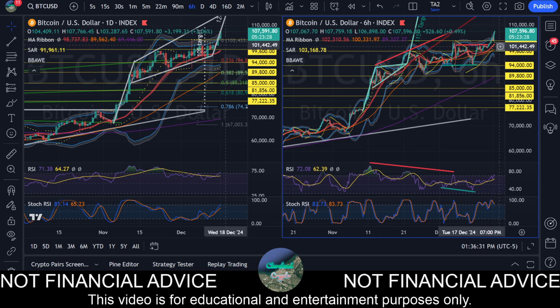Aggregated on TradingView, the new all-time high is right here: $107,759.18. And we're currently pressing back up to it again at 107,640. Pressing up.